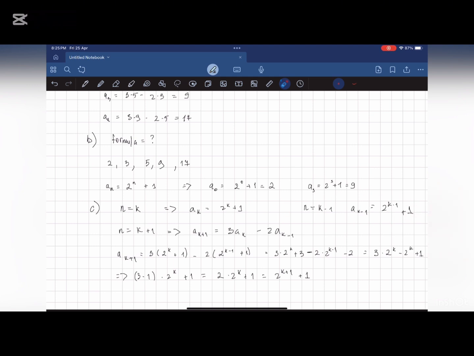As you can see in this formula we have k minus 1. So to find k minus 1, we just use n equal to k minus 1 and find this formula. So in the end, we just replace the k term with this one and the k minus 1 term with this one, and then we just simplify it. And in the end, we have 2 in power of k plus 1 plus 1. So yes, this formula is suitable for this sequence.